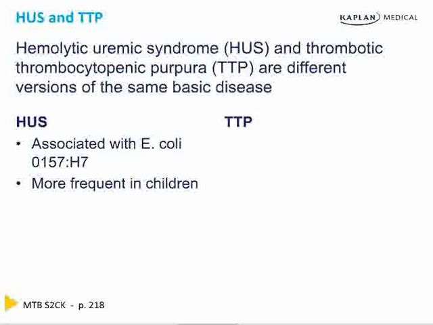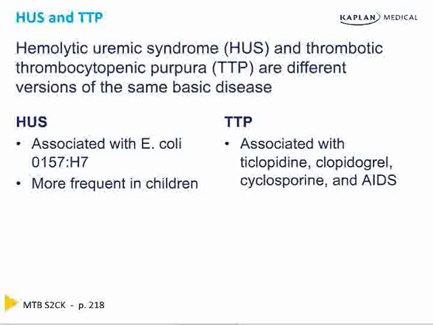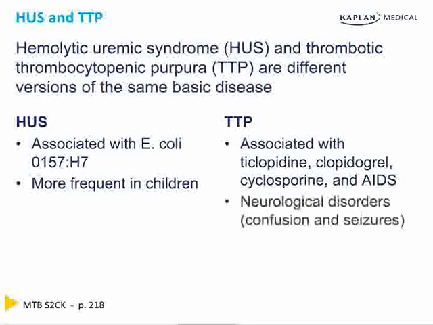TTP has the same manifestations, such as intravascular hemolysis, schistocytes, helmet cells, fragment cells, that is, hemolysis, low platelets, and renal insufficiency. But in addition, TTP will give a fever and is more common in adults. TTP is associated with ticlopidine, and that's part of what killed ticlopidine, which is TTP and neutropenia. Clopidogrel can do it too. And we don't know why cyclosporine and HIV are associated with it, but they are.